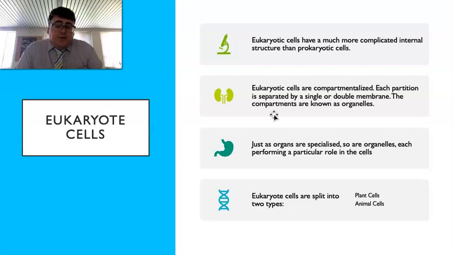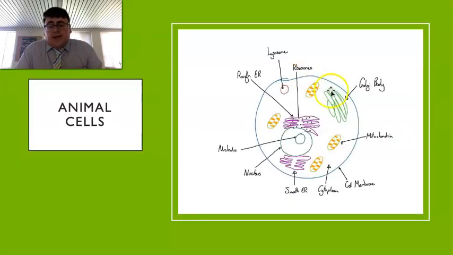Eukaryotic cells are split into 2 types, plant and animal cells, and we're going to have to draw both, unfortunately. There will be some labeled diagrams here. If we move down to animal cells, here's an animal cell. You've got your rough endoplasmic reticulum, your lysosome, ribosomes, Golgi body, mitochondria, cell membrane, cytoplasm, smooth endoplasmic reticulum, nucleus, and the nucleolus. I'd strongly recommend that you pause the PowerPoint at this point and draw this because, again, it's going to turn up in tests that you have to draw animal cells.